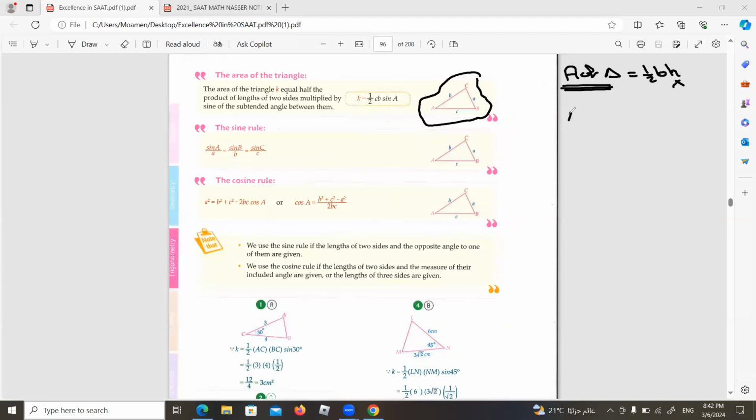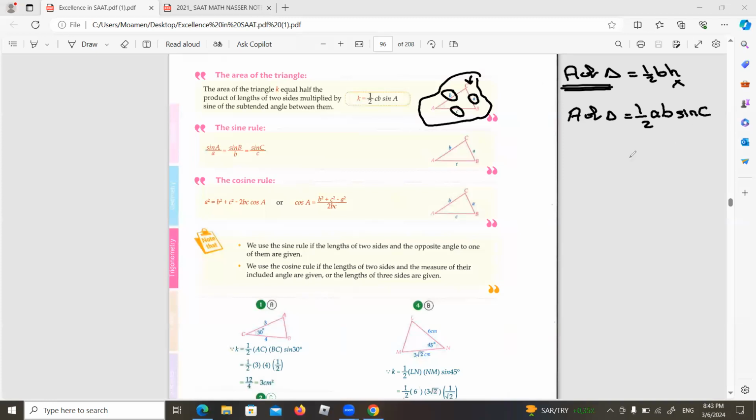What is the rule? The rule for the area of the triangle, if we have a non-right angle triangle, and we don't have the height, or the height is unknown, is half the product of any two sides. I name the first side A, the second side B, and the third side small c. So the product of any two sides means A multiplied by B, times sine of the included angle. Between A and B, you have angle C.